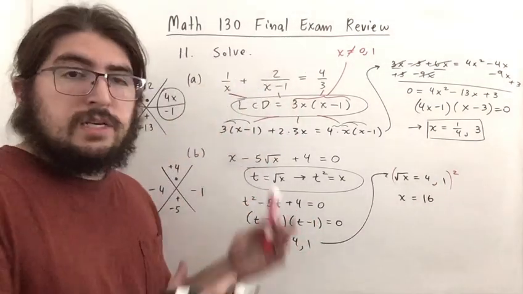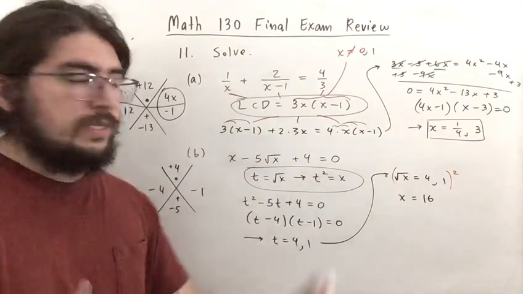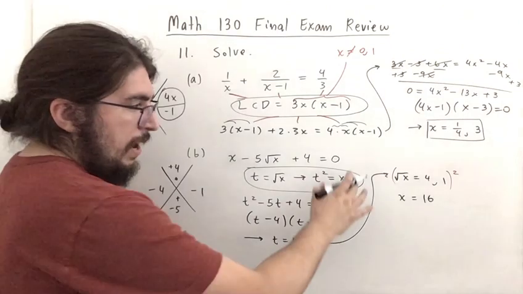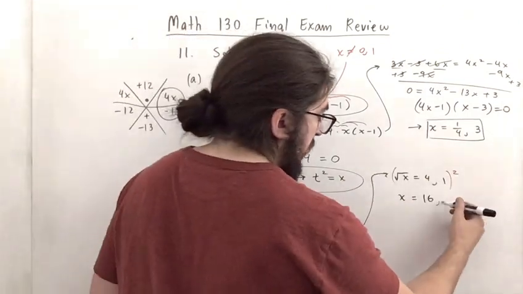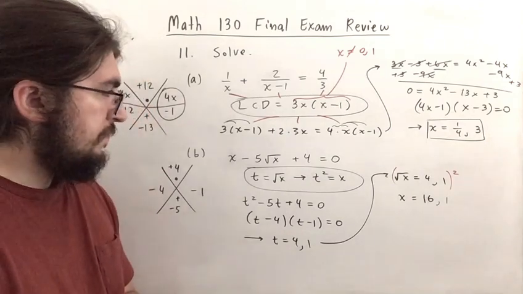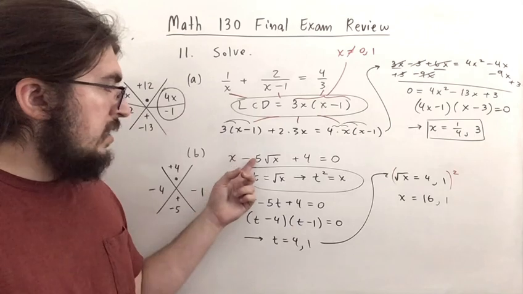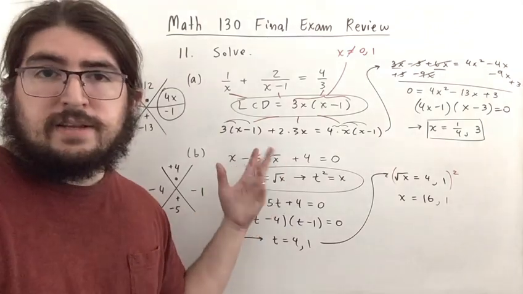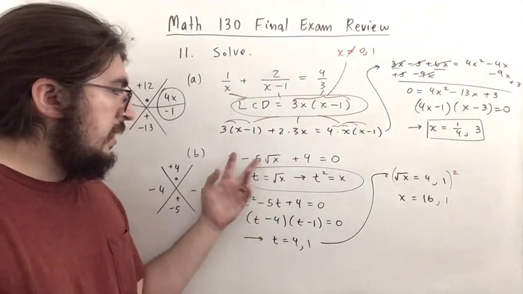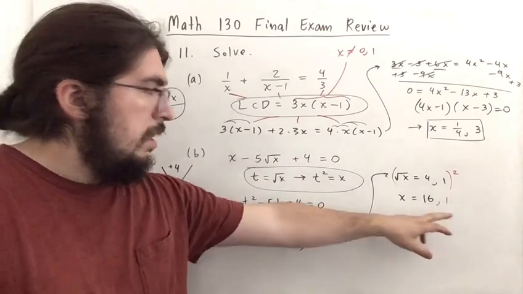So that's for one of those scenarios. We understand that we're handling two different alternate scenarios at the same time. And then when radical x is equal to 1, squaring both sides, you get x is equal to 1. Now we have to check these, of course. Notice 16 minus 5 times the square root of 16, that's just 5 times 4, that's 20. 16 minus 20, that's negative 4, plus 4, that's 0. So 16 works. What about 1?